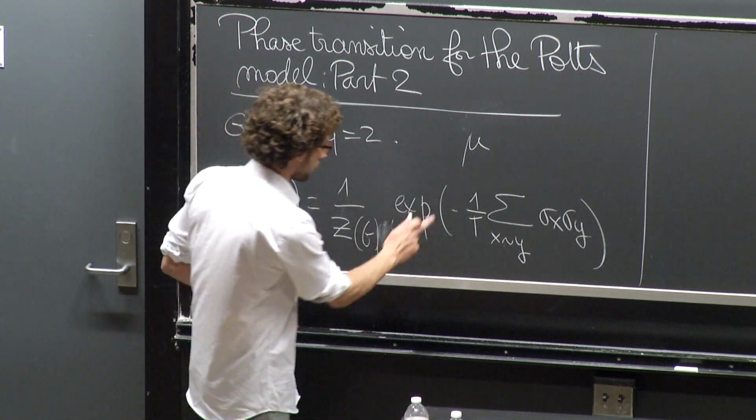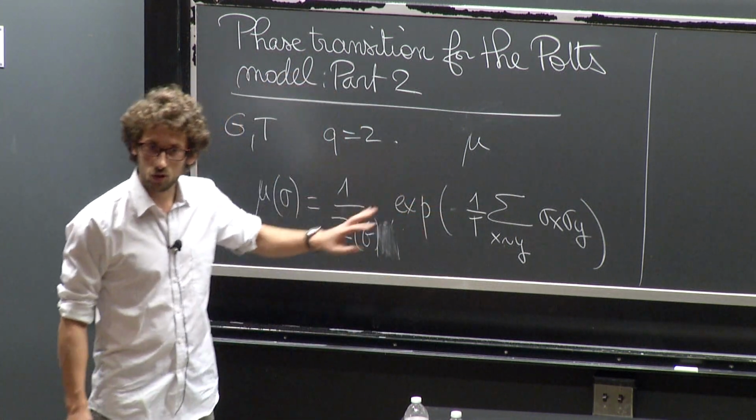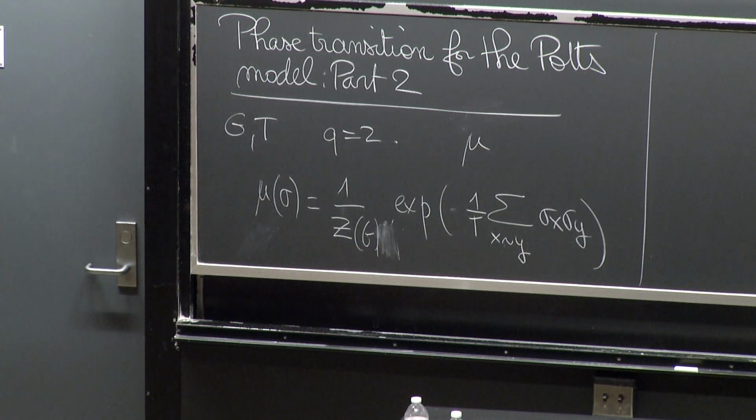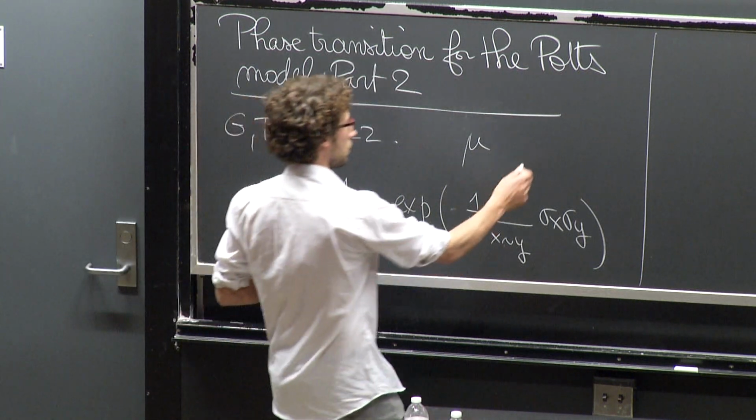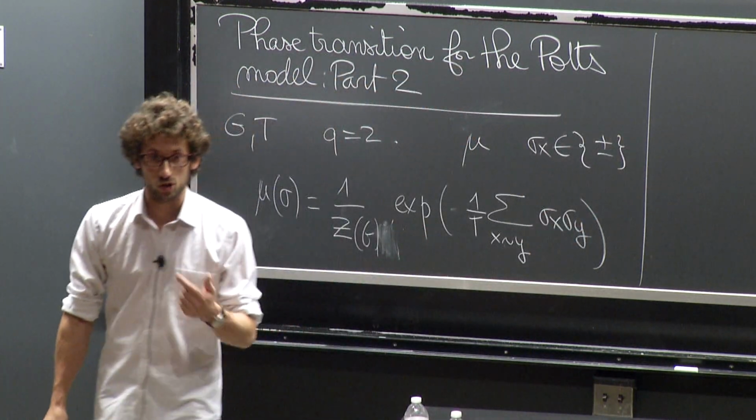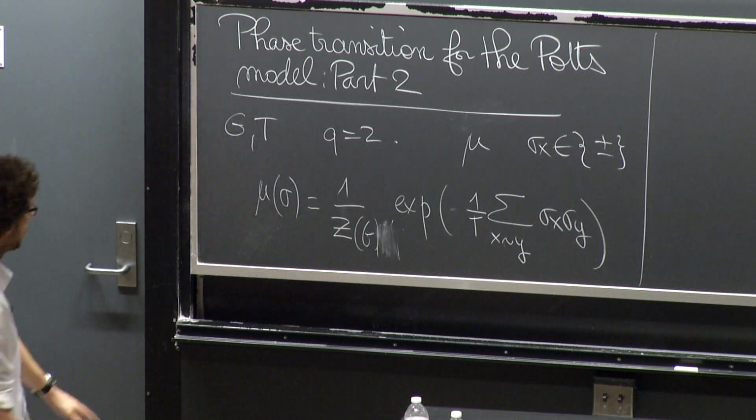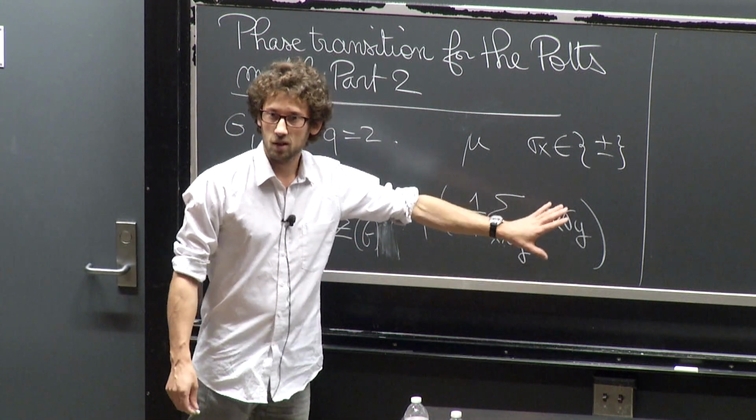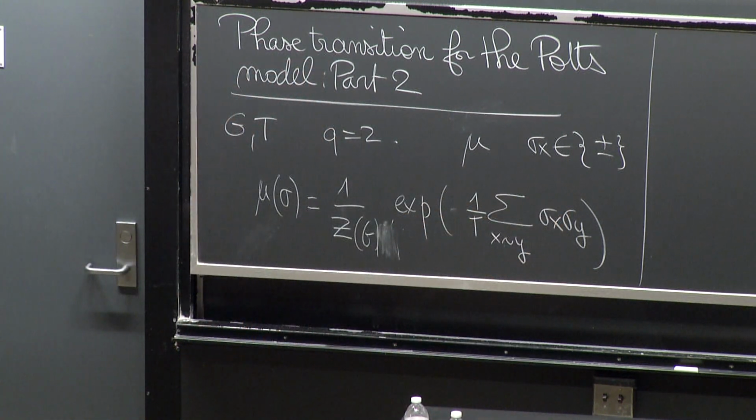So this is another way of writing the measure. It's exactly the same measure as before. It just uses that my spin sigma x, because it's the Ising model, I'm going to call the colors minus and plus, and in this case, this is exactly counting the number of disagreeing neighbors.